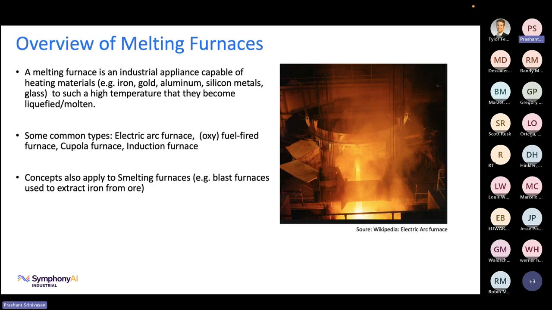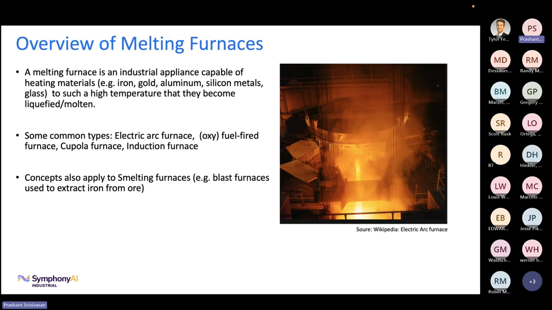Some of the concepts that we will talk about here apply also to the so-called smelting process. This goes beyond just increasing the temperature and melting the material, but also involves a reduction of an ore into the pure metal, right? As we elevate the raw material to high temperatures. A good example of this is blast furnaces, where we extract iron from its ore.